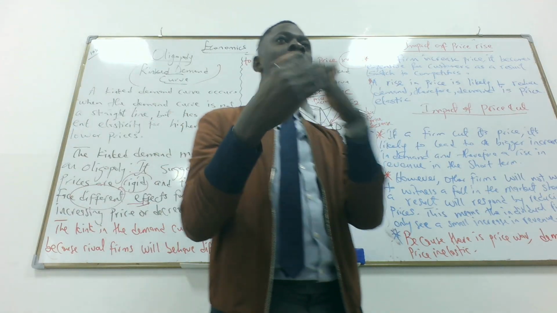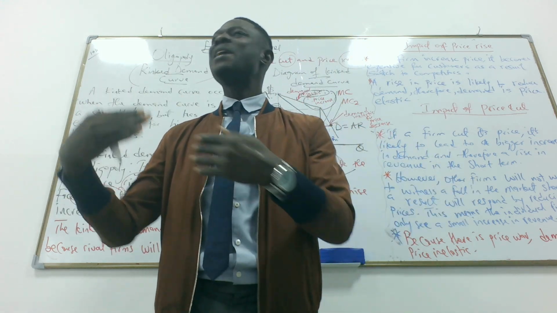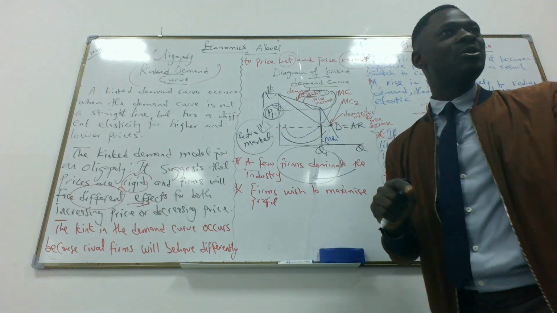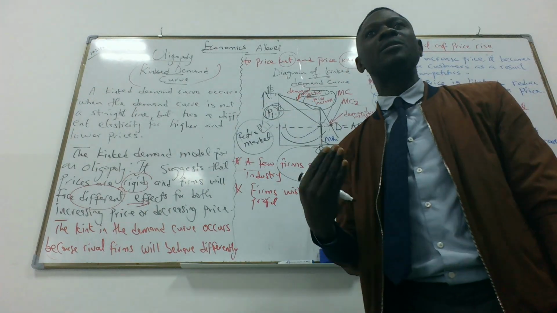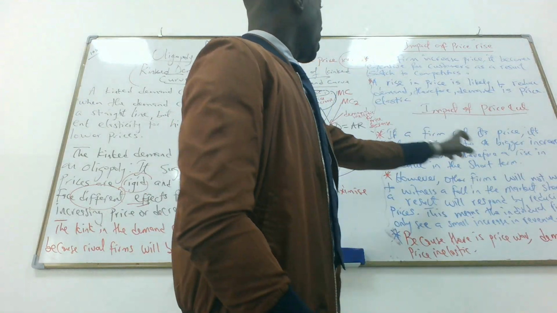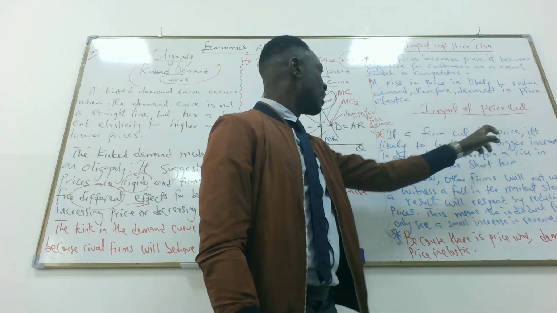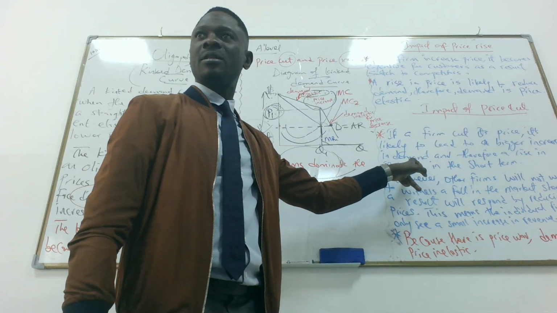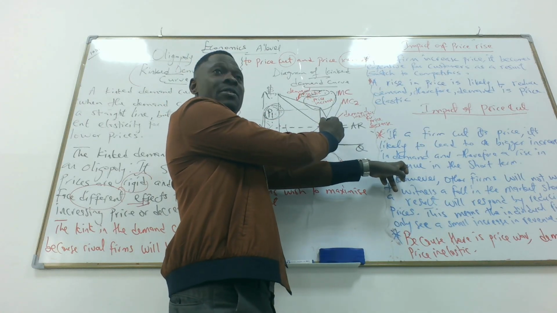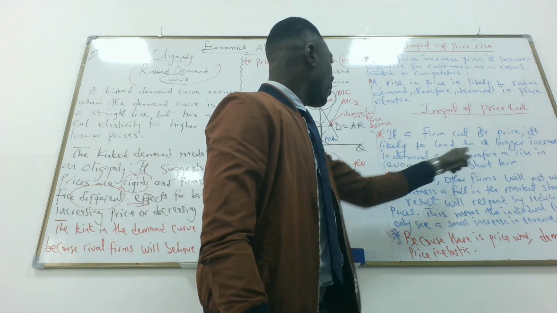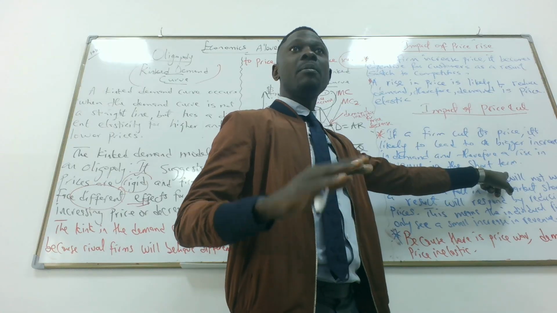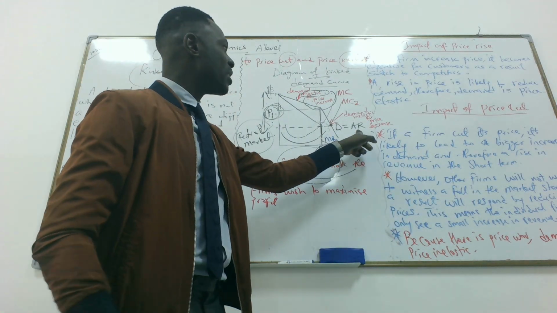But none of your competitors will care about that because it does not affect them. When it affects them is when you reduce the price, because they are going to lose their market share. Do you get it? Impact of price cut. If a firm cuts its price, it's likely to lead to a bigger increase in demand. As soon as you reduce the price from P1 down, the demand for your product increases, and therefore there is a rise in revenue in the short term. The revenue you make will increase in the short term because demand is increasing. The demand is equal to average revenue.